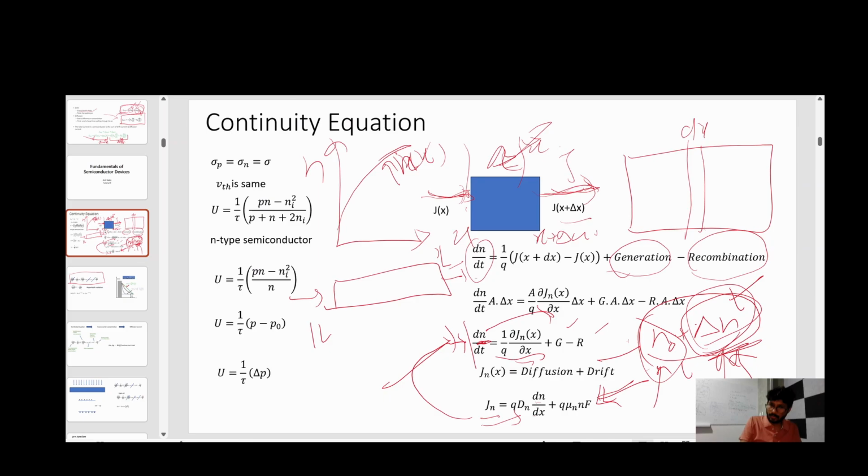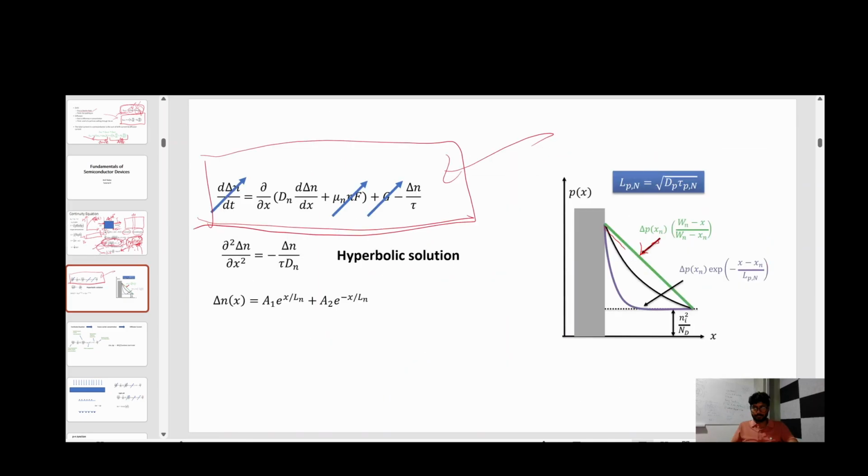This is the equation that we got after solving these two. This is the drift plus diffusion, and we got this from the continuity equation. This is the continuity equation we got, and then we put this in here. This is the derived continuity equation after putting in the drift and diffusion components.